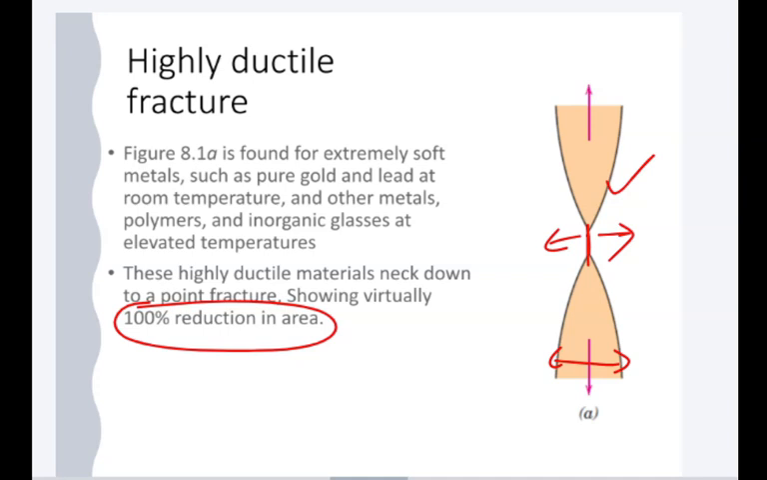And these types of fractures occur in extremely soft metals. As I told you, we will be discussing most of the things for metals, such as gold and lead. These two materials can have the highly ductile fracture at room temperature. Other materials like polymers and inorganic glasses can have the highly ductile fracture at elevated, high temperature. Right? So this is highly ductile fracture.